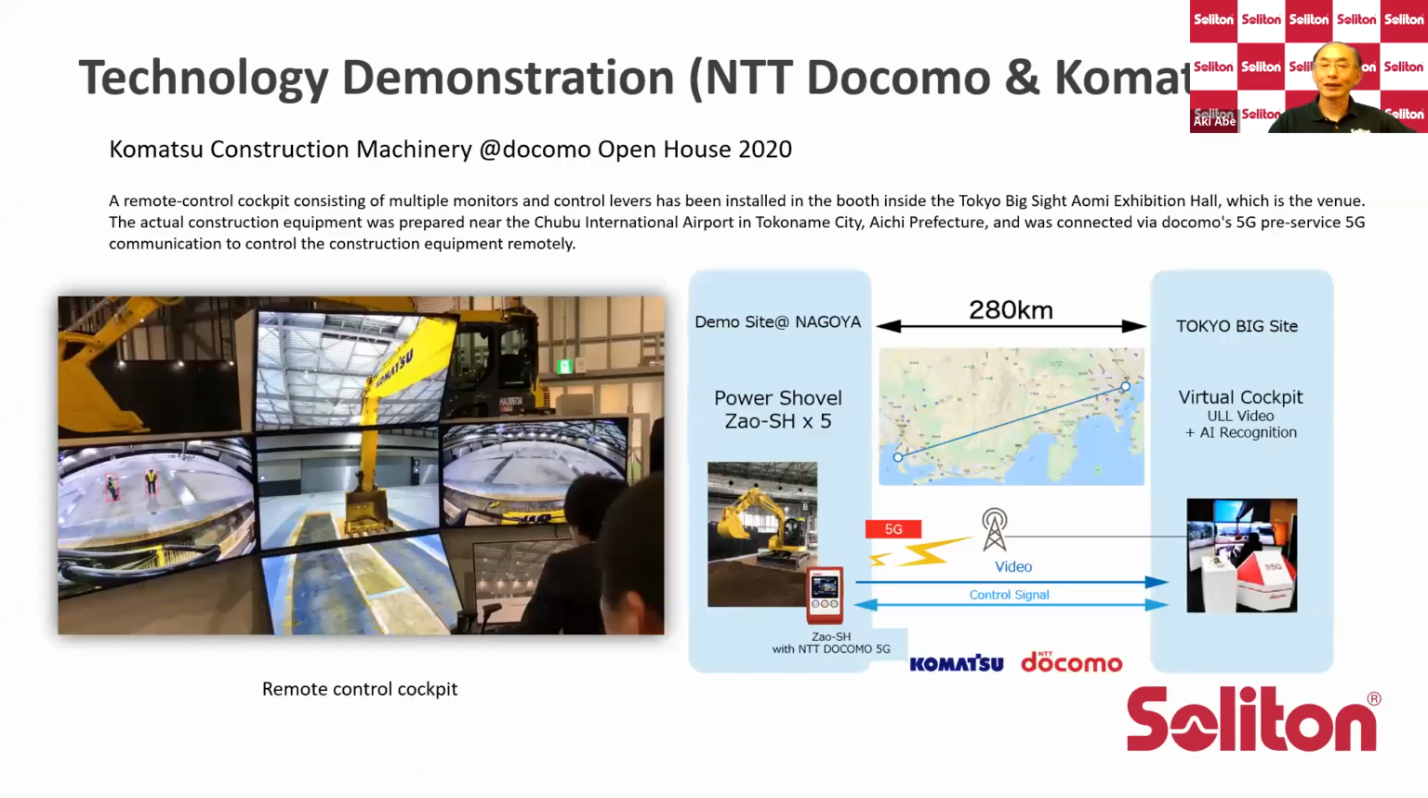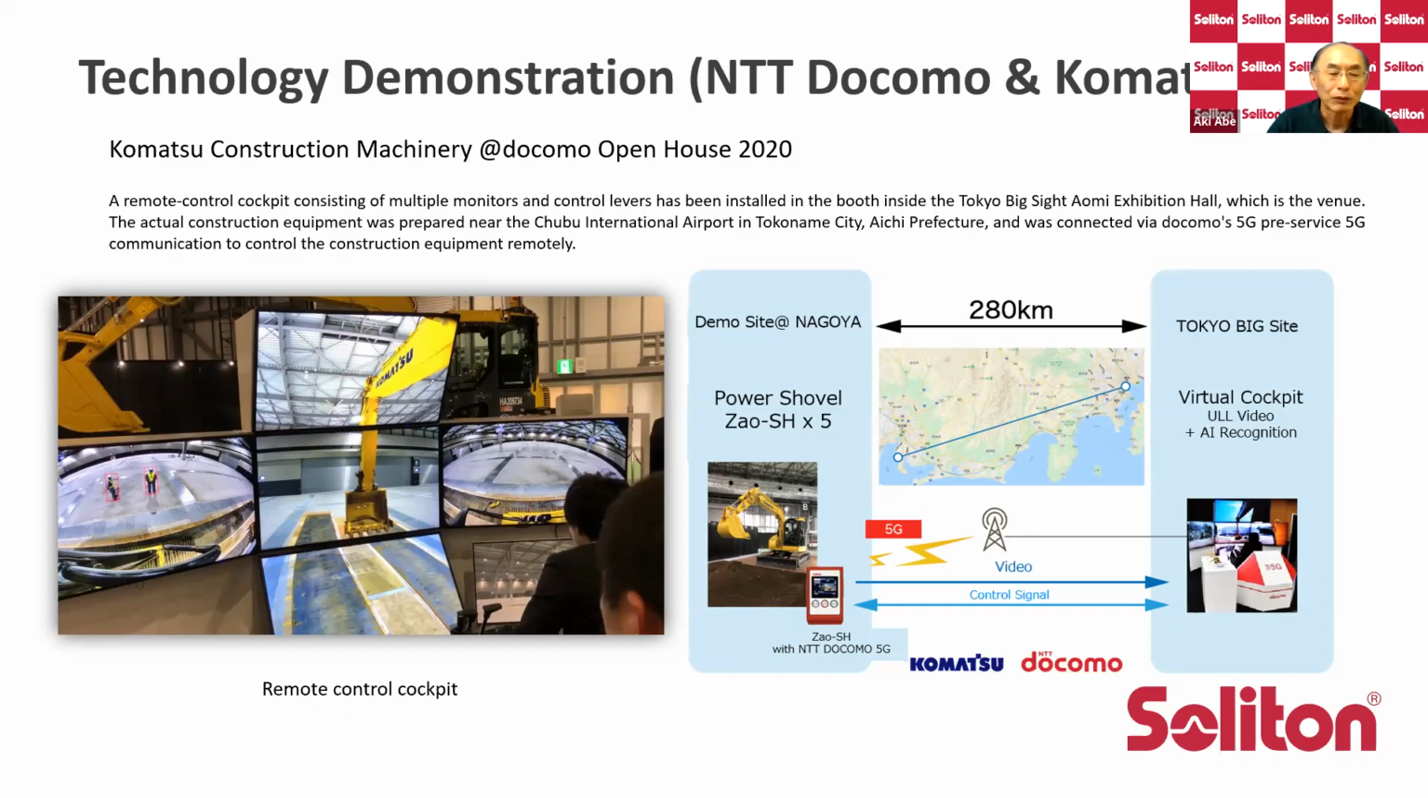Okay, next page, please. And this is also another application. Actually, we did this early this year at the Tokyo exhibition. We did it with a major carrier called NTT Docomo. It's just like AT&T in the US. And also Komatsu, a construction machine maker, just like Caterpillar in the US.